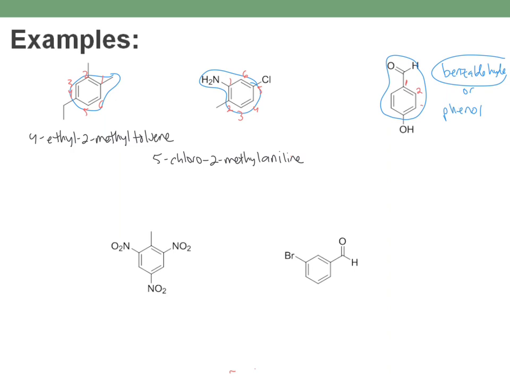Which means this is my carbon number 1, 2, 3, 4. So I have a 4-hydroxy or a para-hydroxy benzaldehyde. So 4-hydroxybenzaldehyde. Or like I was saying before, you could also call this para-hydroxy if you wanted.